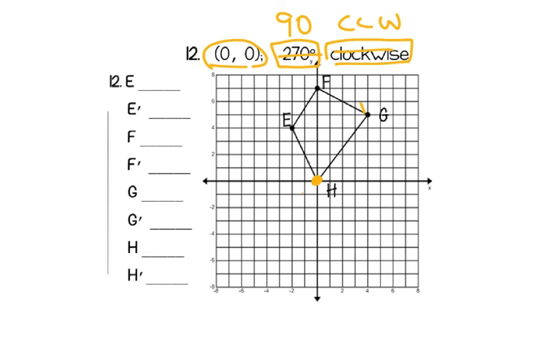So we're going to leave our center 0, 0. So that means that H is going to be at 0, 0 still. So H prime will be 0, 0. And just pick whichever point you want to start with. I'll start with E. So let's do E together, and then I want you to pause and see if you can get the rest of it.